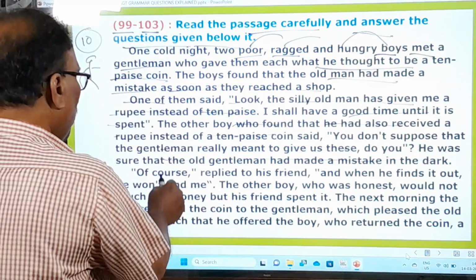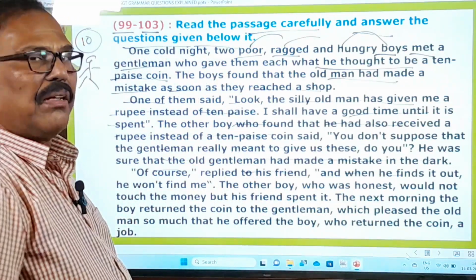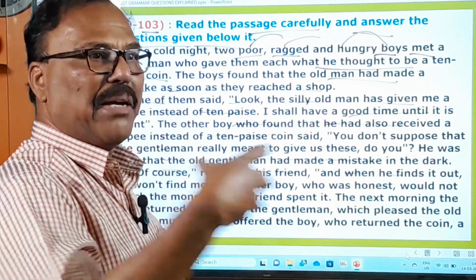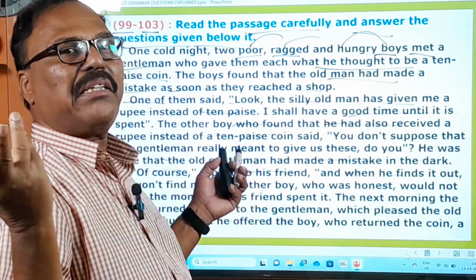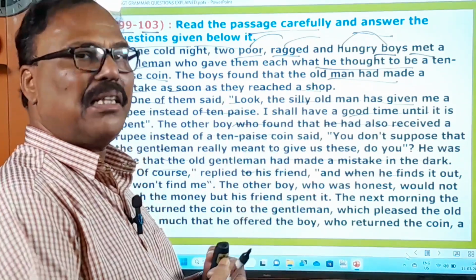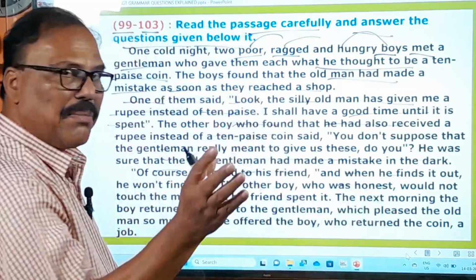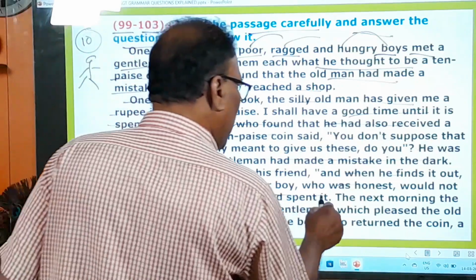Okay, of course, he replied to his friend, and when he finds it out, he won't find me. The first boy said, by the time he finds he had given by mistake 1 rupee instead of 10 paise, he won't find me again. But the other boy was honest. The second boy was very honest, and he says, I don't touch this money and spend it.